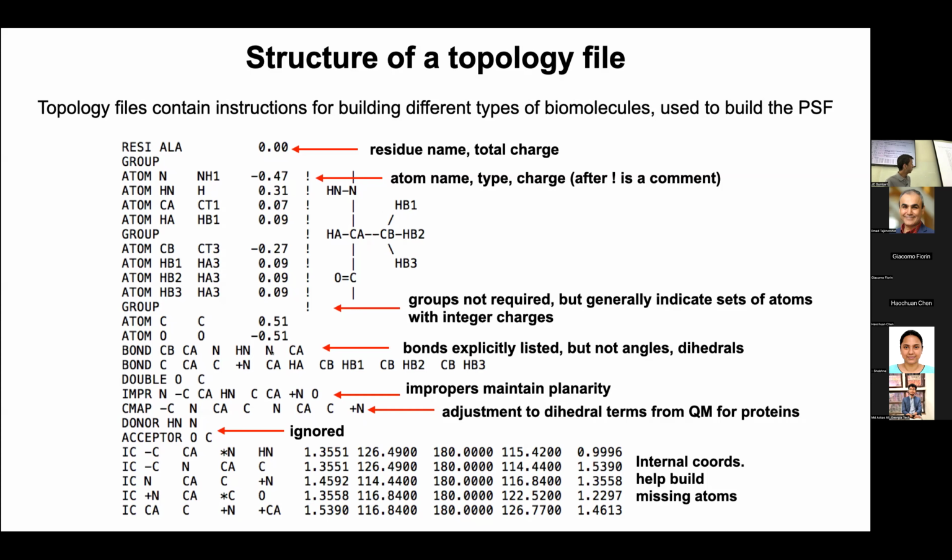Bonds are explicitly listed in the topology file. Remember, I said you can't rely on them being in the PDB file. But when we go to build the PSF file, we have to know for sure what atoms are bonded to what. So we don't want to rely on VMD's guessing. We want something that says, okay, in an alanine, these atoms are always bonded. Then that gets read from the topology file and stored in the PSF file.